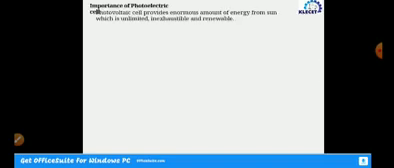Right, moving on to the importance of the photoelectric cell.